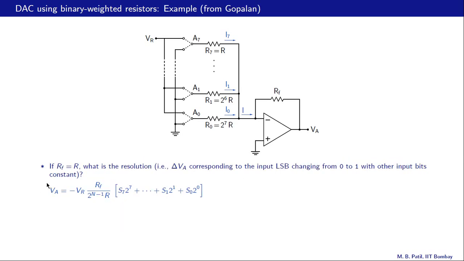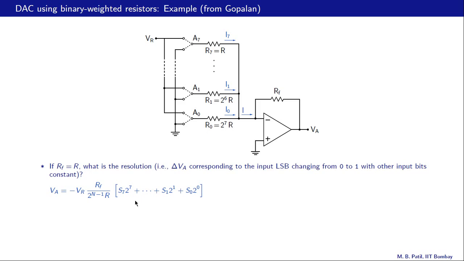Next question, if RF is equal to R, what is the resolution, that is delta VA, change in VA here, corresponding to the input LSB changing from 0 to 1 with all other input bits kept constant. Alright, so this is our expression for VA, and this bracket corresponds to the input binary number. What is the lowest value of this bracket? That happens when S0 is 0, S1 is 0, etc. all the way up to S7 equal to 0. So that lowest value is 0.